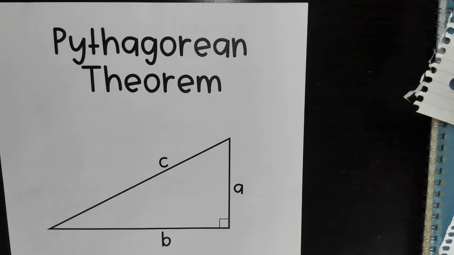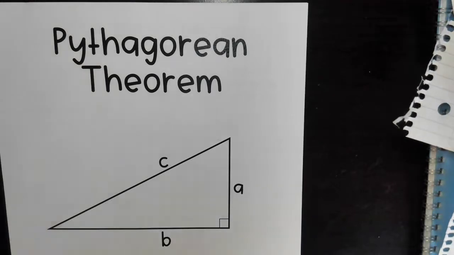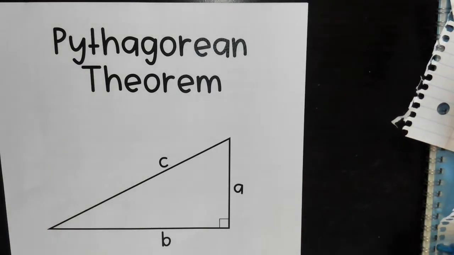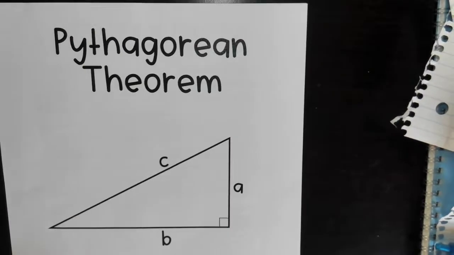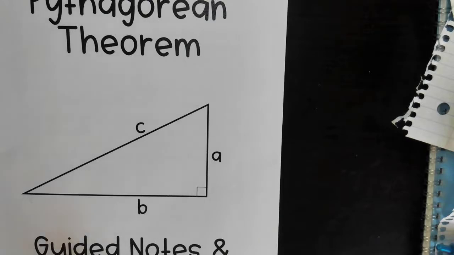Hey everybody, so today we are going to start something called the Pythagorean theorem. This is something that's super important. About 2,000 years ago, this cool Greek guy named Pythagoras discovered this relationship between the sides of a right triangle. So that is what we're going to be working with. It's a big concept in math.